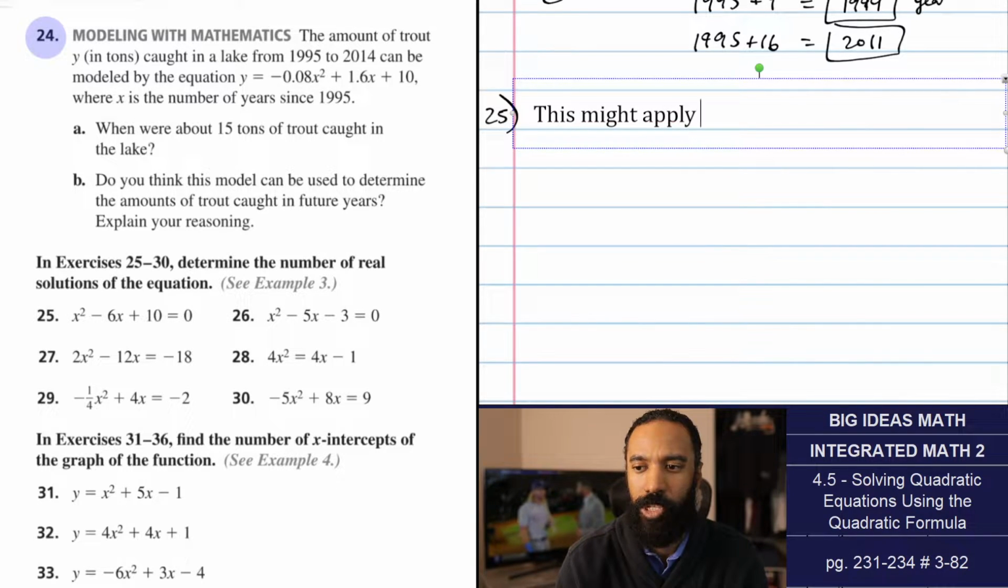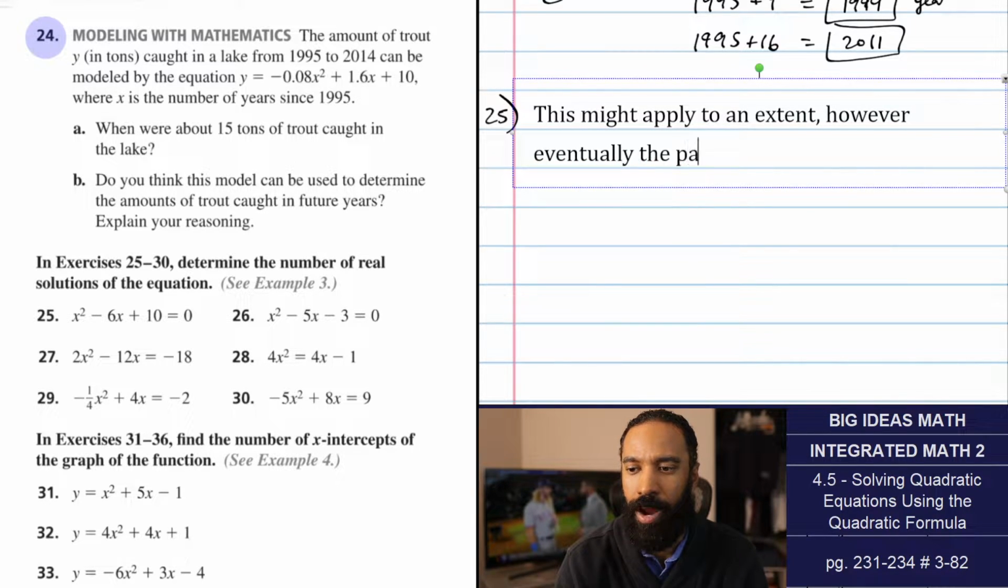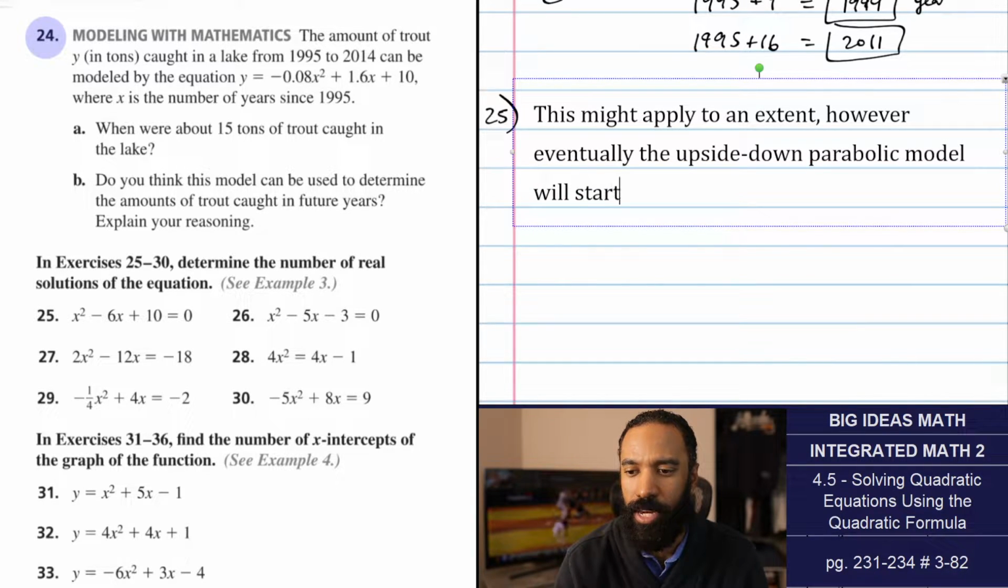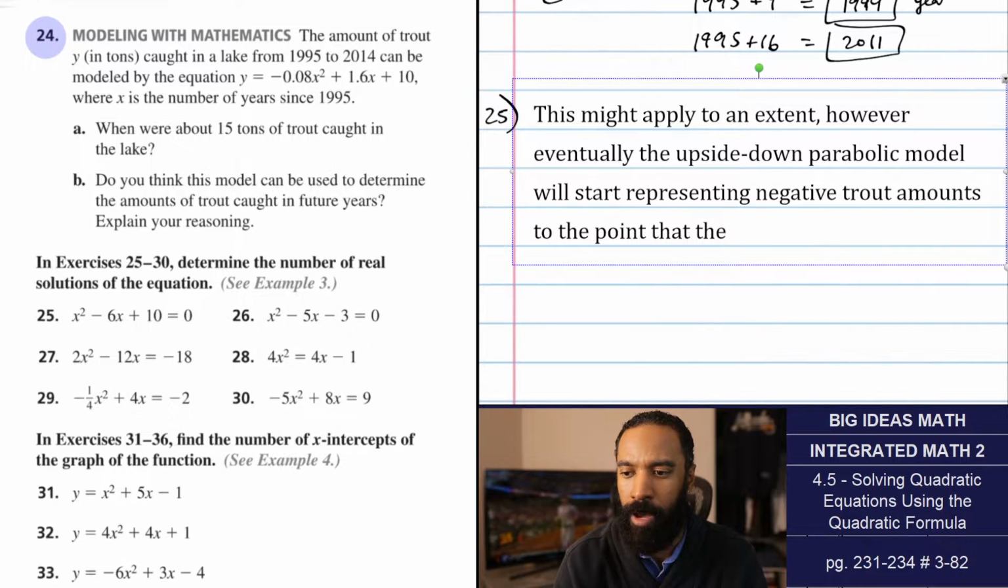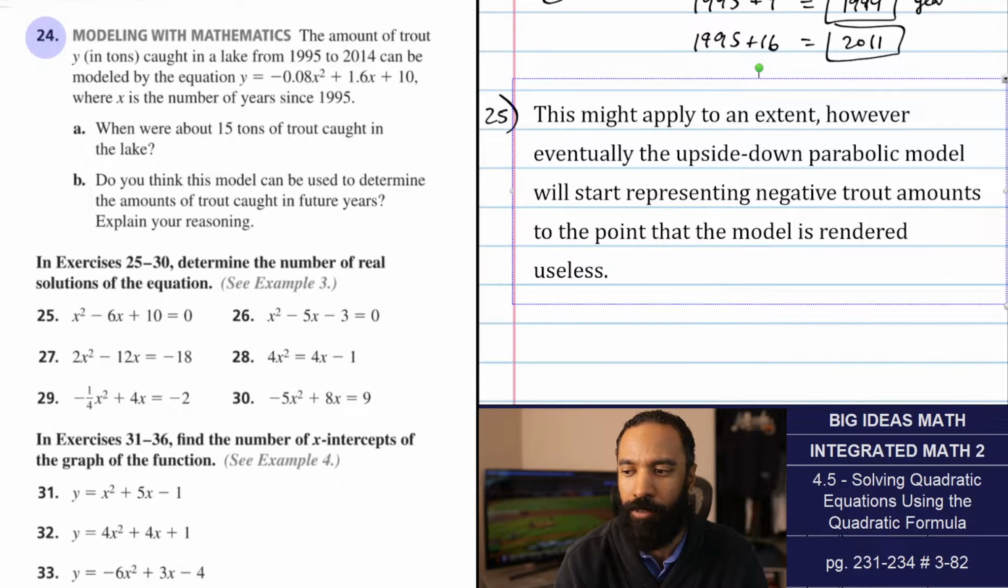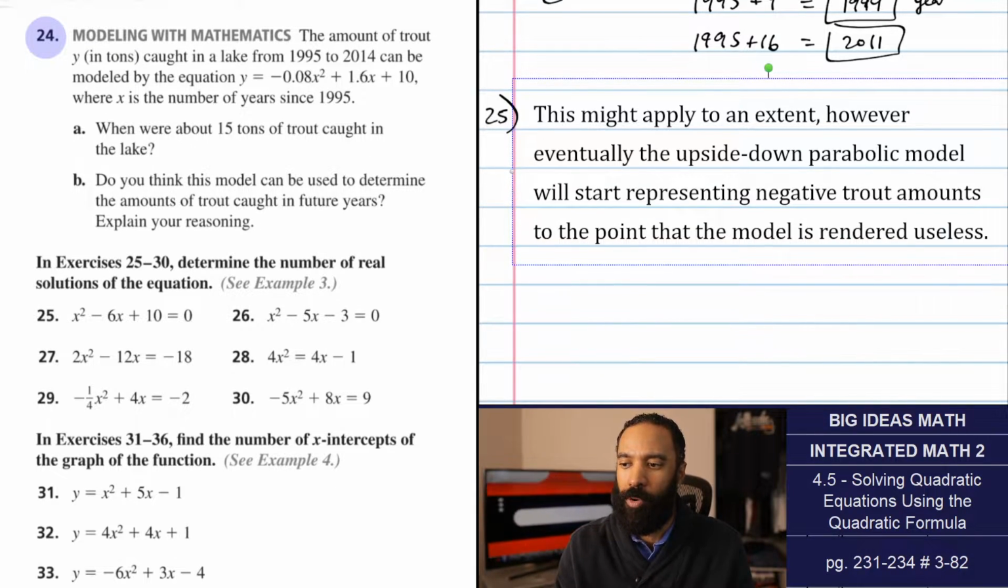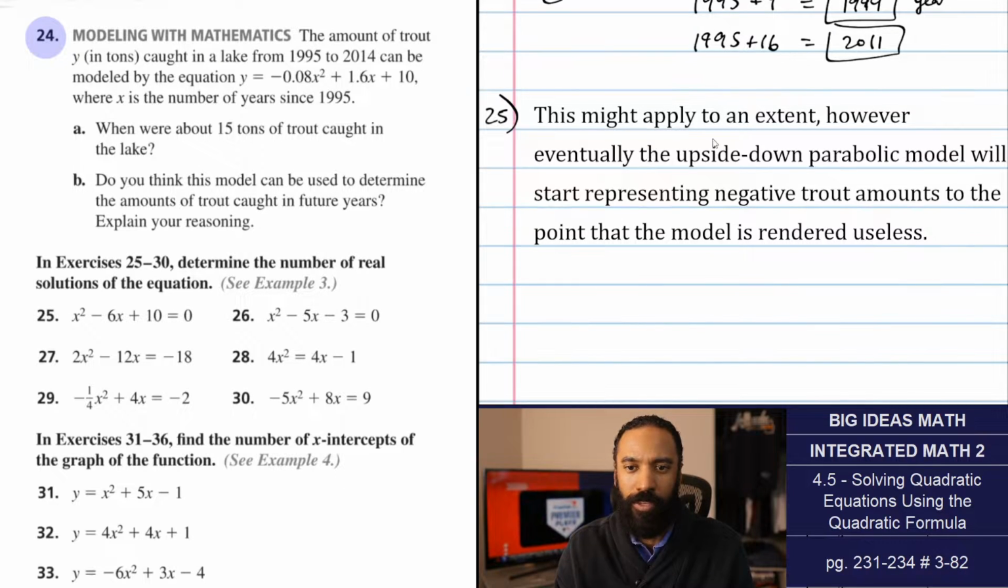This might apply to an extent. However, eventually the upside down parabola, the parabolic model, will start representing negative trout amounts to the point that the model is rendered useless. So remember, an upside down parabola goes down forever as long as you let it. If it keeps going down forever, then eventually it'll hit some negative values.